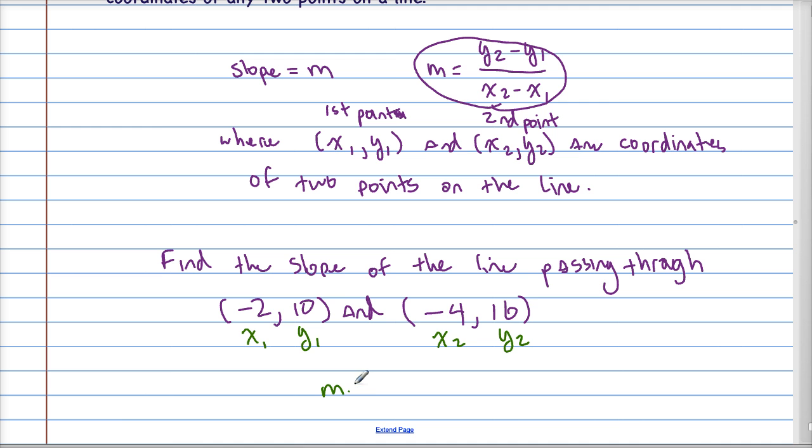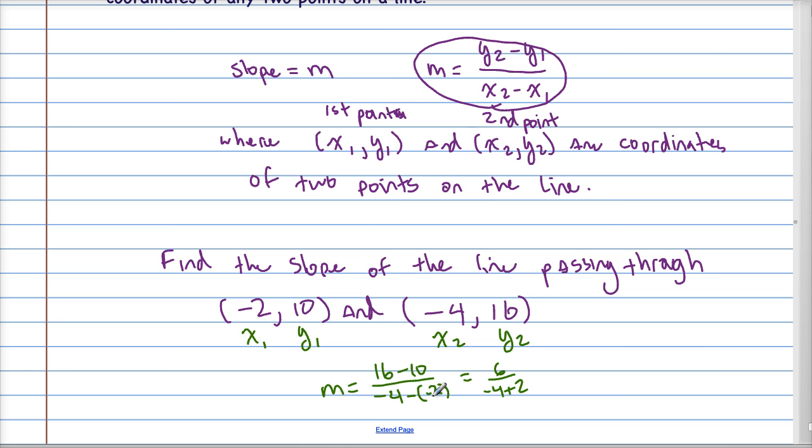So m equals y2 minus y1, 16 minus 10, over x2 minus x1. So remember, x1 is a negative number, we're subtracting it, so make sure you put that in parentheses so you don't lose that negative sign in front of the 2. So 16 minus 10 is 6, and then we have negative 4, so you could rewrite this if you want.